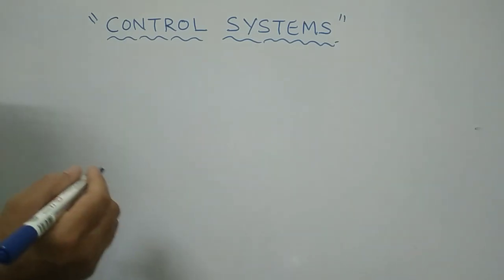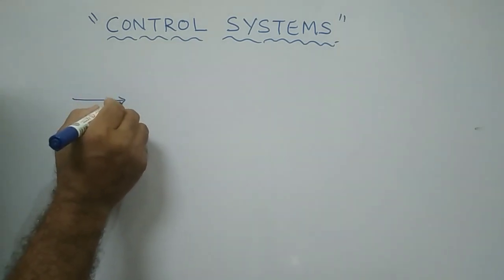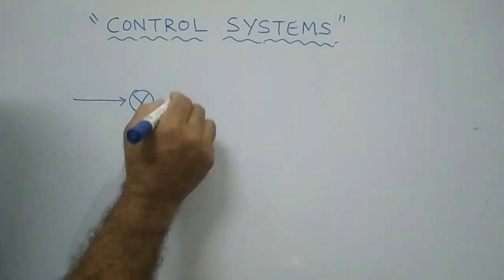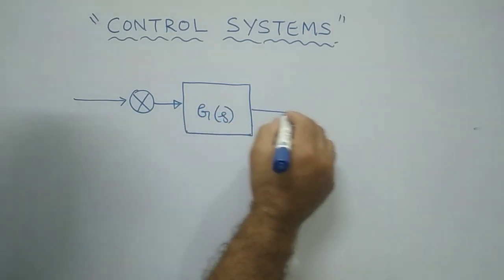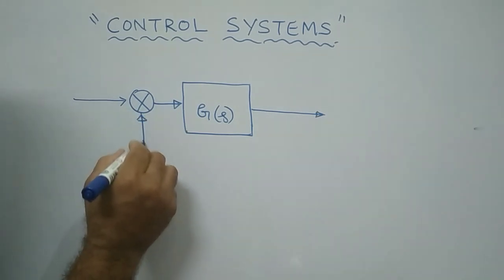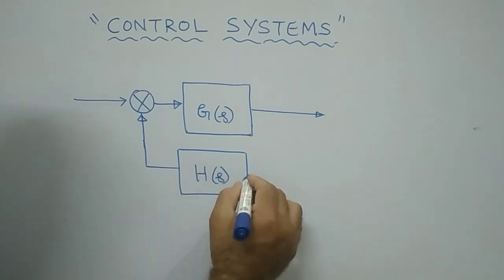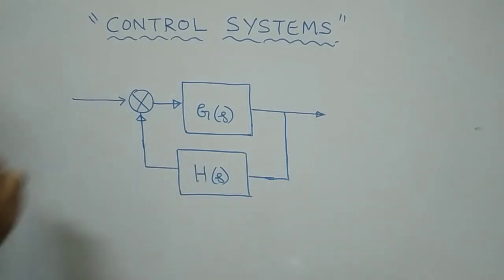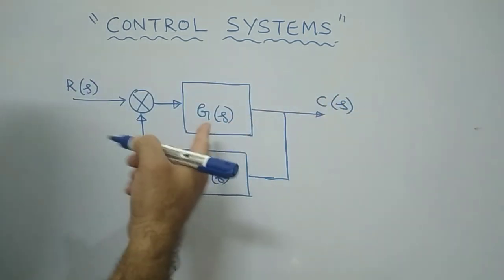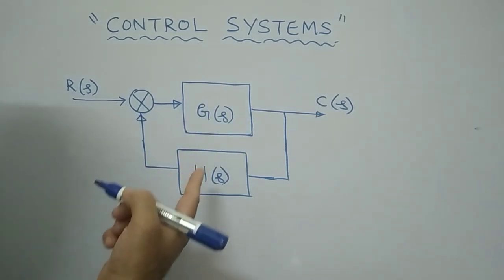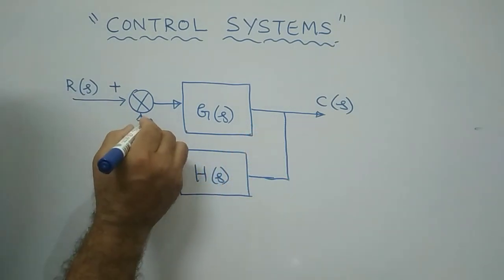Remember our feedback concepts used in control systems. Let us say we have a negative feedback system. The basic block diagram of a feedback control system looks like this. I think you are already aware of it, but for quick reference I want to refresh you once again. This is our input R of S, this is our output C of S, G of S is the gain of the amplifier, and H of S is the gain of the feedback element. The input is always positive and the feedback is given with negative feedback.